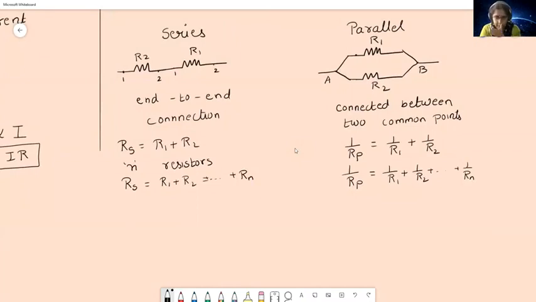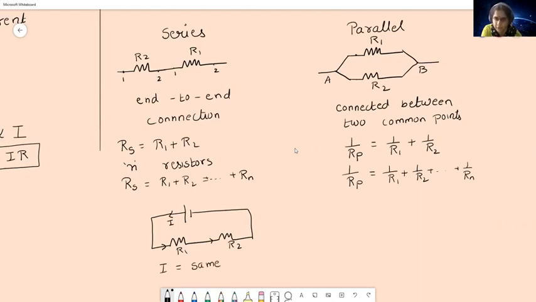So say for example, I have a battery and I connect two resistors here. So I have R1 and I have R2. What happens to the current? This battery gives current I, so the same current flows through both the resistors. So the current is going to be the same in series connection.